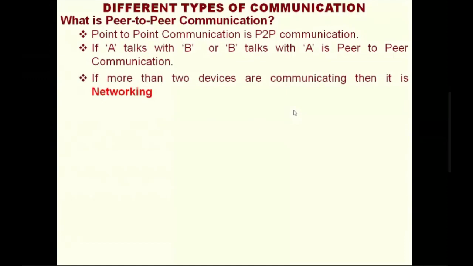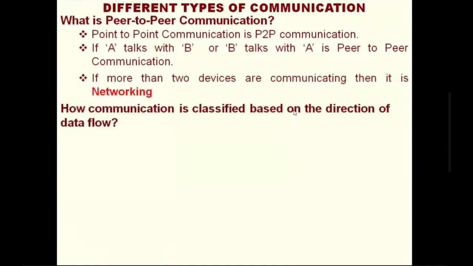If more than two people are communicating, it is called networking. That we know very well. Then, based on the direction of data flow, communication is broadly classified into simplex, half duplex, and full duplex, as we know very well. Simplex: data is transmitted from A to B. That's all. Only one direction.